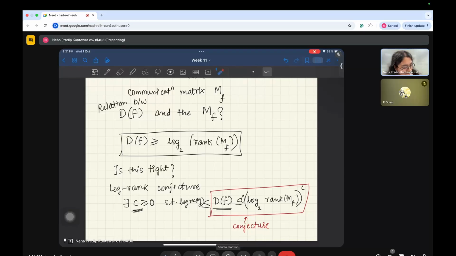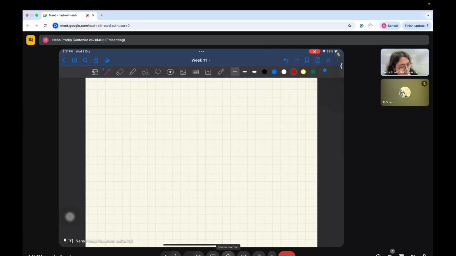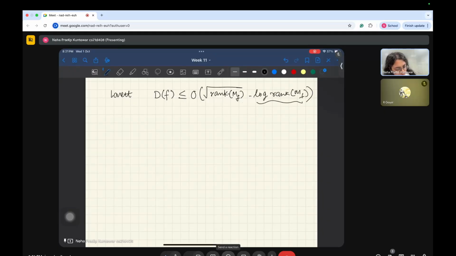I don't recall the year, but Lovett showed an upper bound of a quadratic factor times log rank of M_f, and later on this factor was also removed, and he basically improved this to order of square root of rank of M_f.